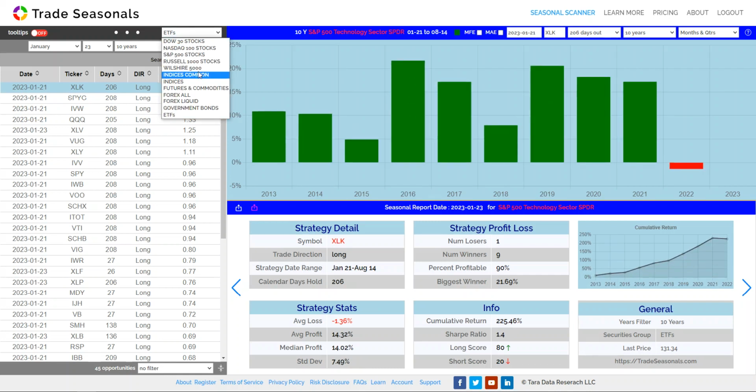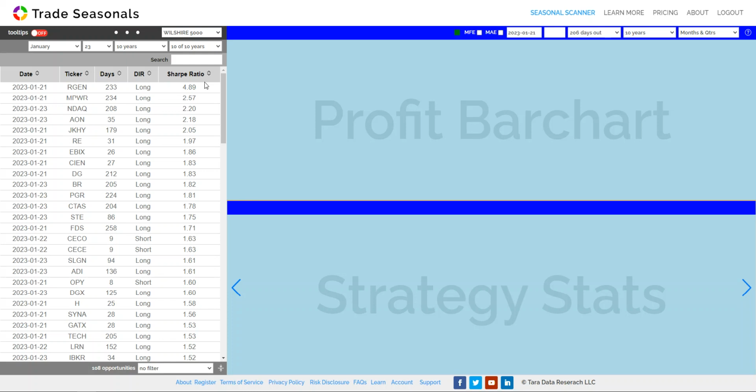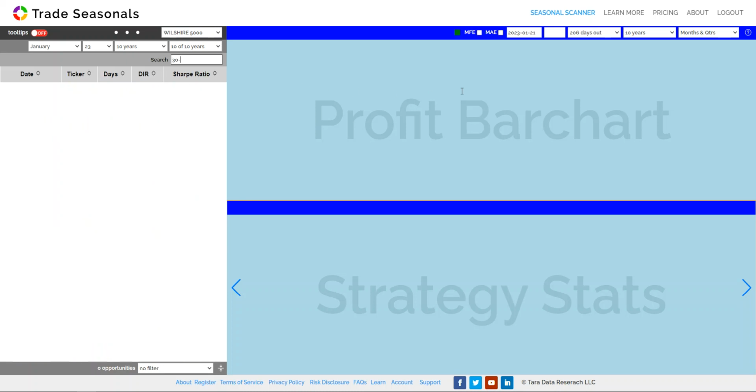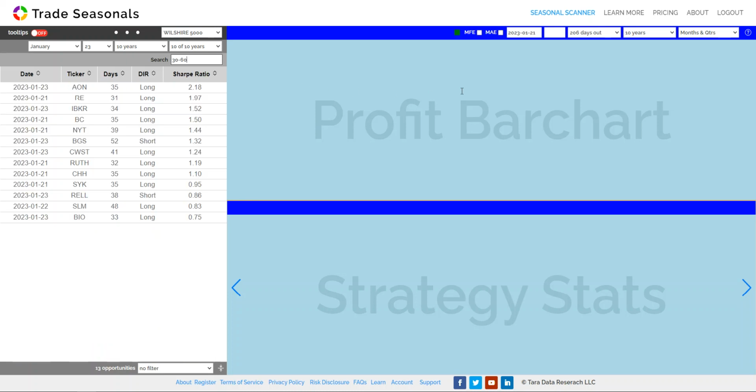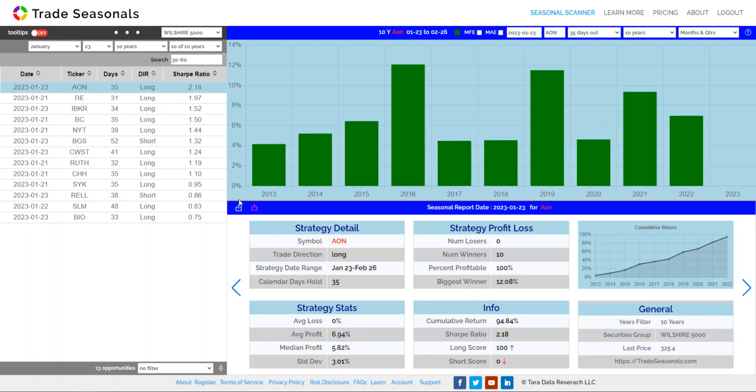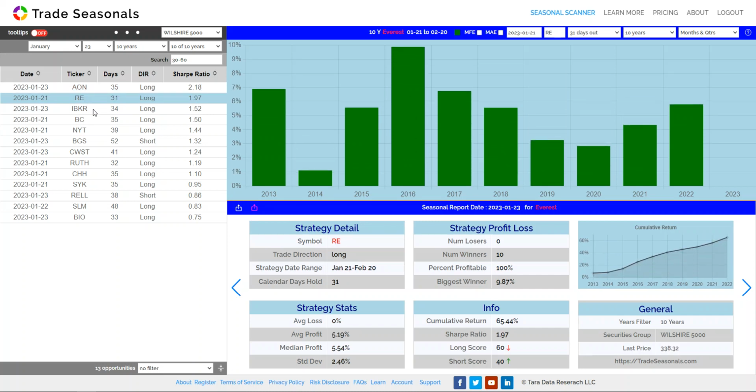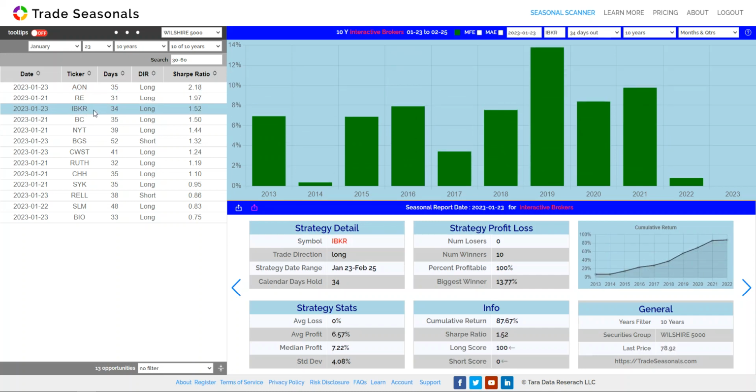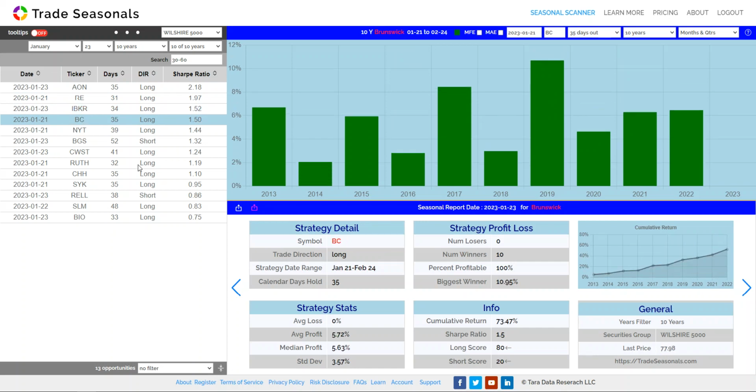Oh, another cool thing you can do. Let's say you go to Wilshire 3000. I am interested in short-term trading. You see, these are all 233 days, but I only want 30 to 60 days for options trading. Just type 30-60. Here are your short-term opportunities. Aon, Everest, Interactive Brokers, it's there.